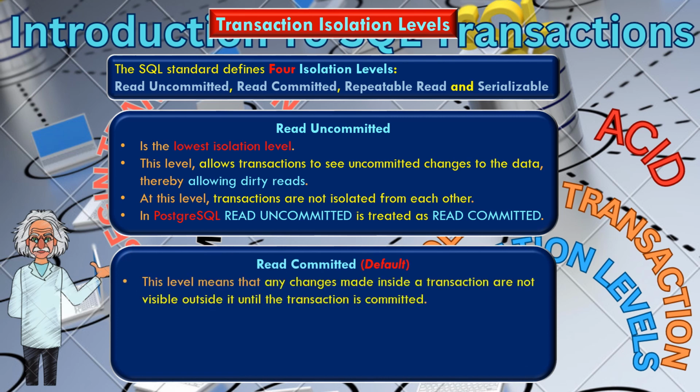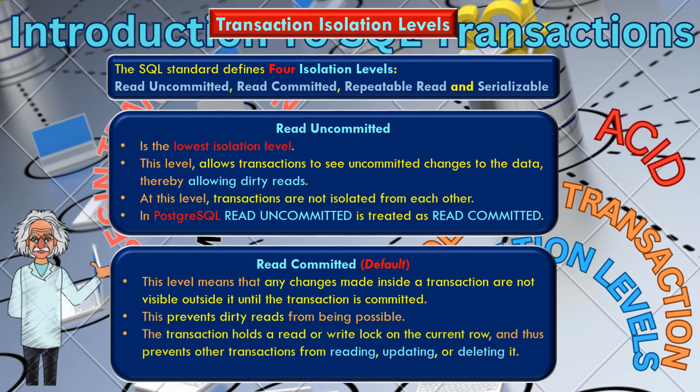Read committed level means that any changes made inside a transaction are not visible outside it until the transaction is committed. This prevents dirty reads from being possible. The transaction holds a read or write lock on the current row and thus prevents other transactions from reading, updating, or deleting it. Read committed is the default isolation level.